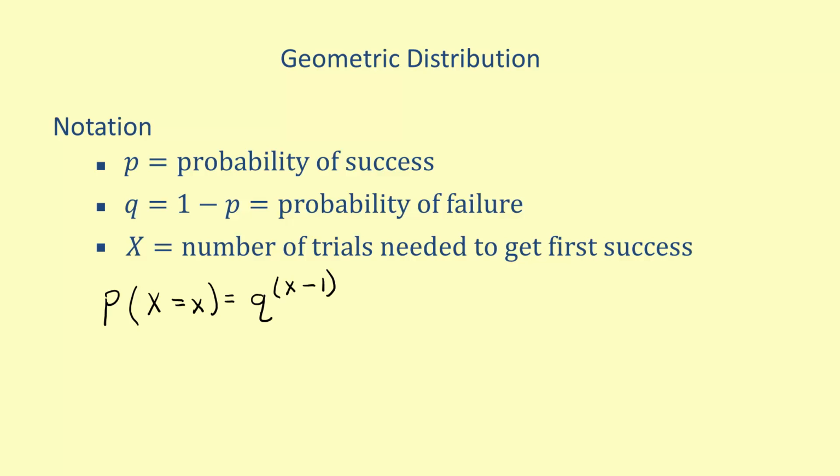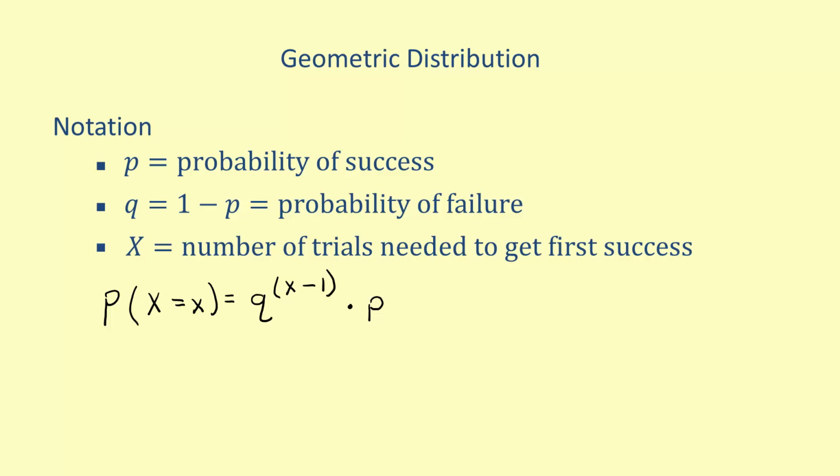Next, the X trial must be a success. The probability that the X trial is a success is P, so we multiply by P. We now have our formula for the probability that it takes X trials to get the first success, which is the probability density function for the geometric distribution.